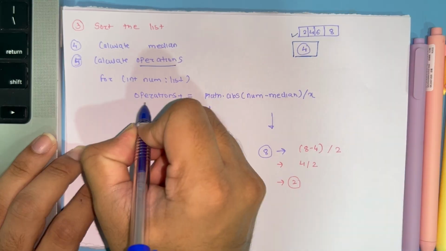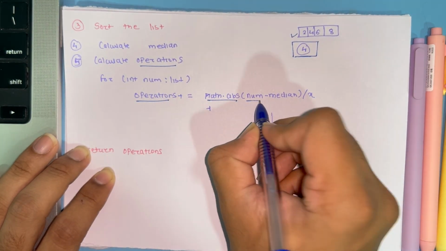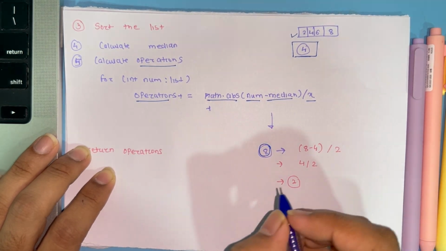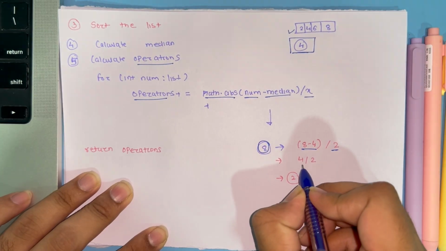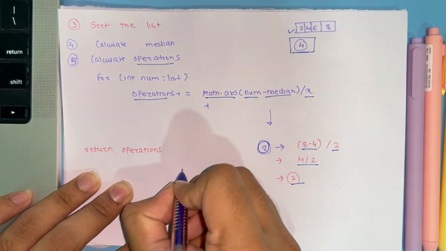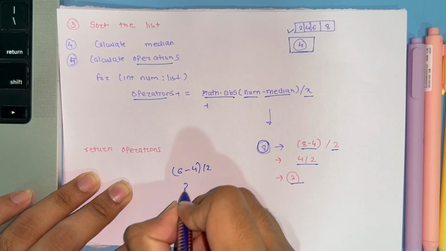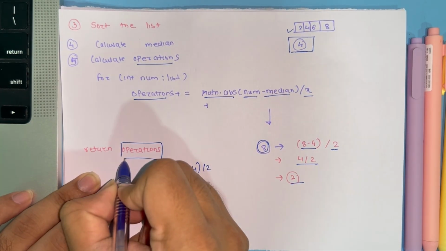So the formula for operations is operations equal to math dot absolute of number minus median, divided by x. For 8, which was in the grid, the number of operations will be 8 minus 4 by 2. So 4 by 2, which is 2. For 6, you can calculate similarly. 6 minus 4 by 2, which is 2 by 2, which will be 1. And at the end, just return the total number of operations.